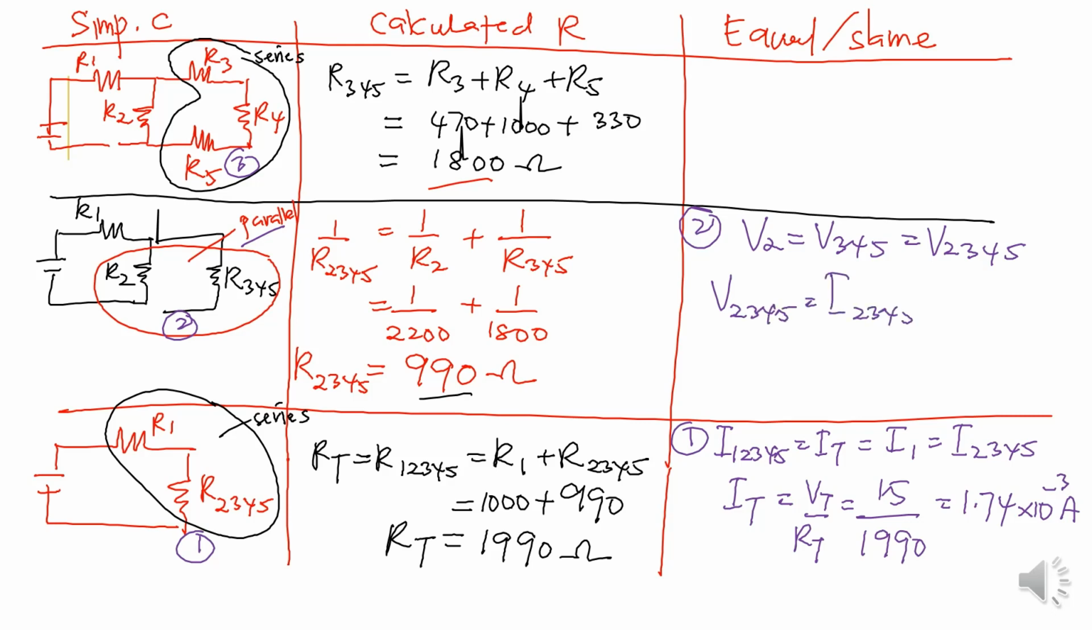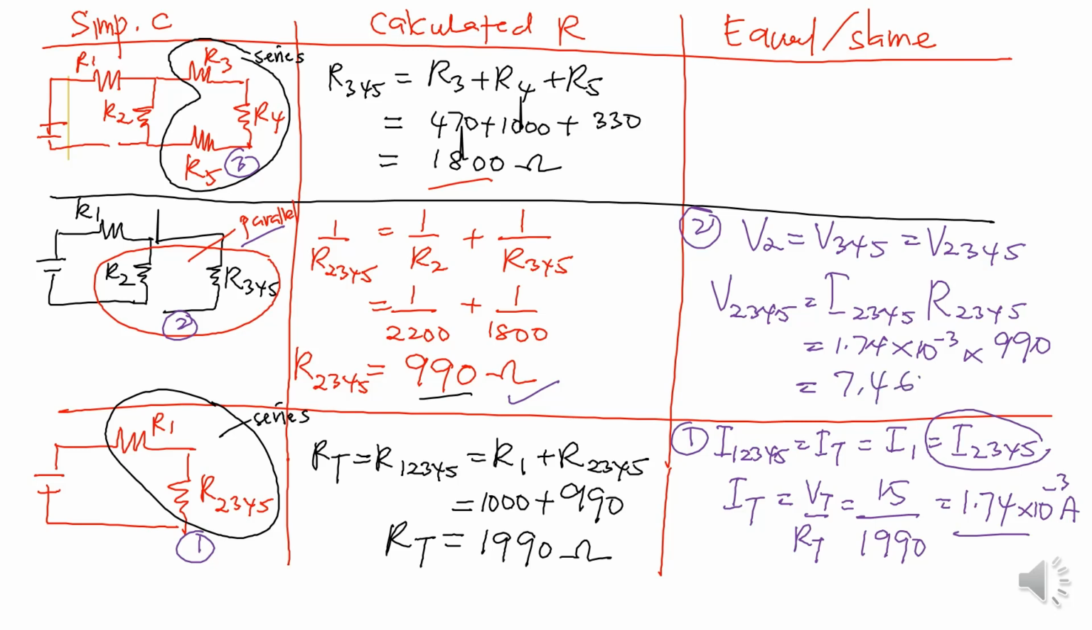Okay, so kita boleh cari I2345, R2345. So I2345 adalah ini. Okay, sama dengan 1.74 times 10 to the power of negative 3. R2345 is 990. So dapatlah V kita 7.46 volt. Okay, and then kita naik ke atas series.